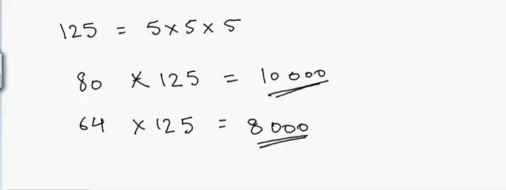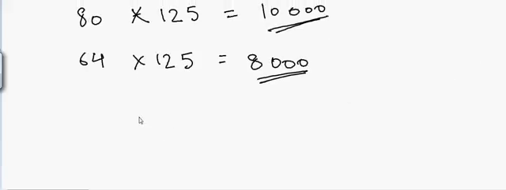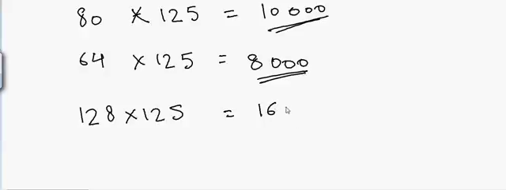And let's take another example, 128 by 125. In this case, 128 divided by 8 is 16, and then we put 000 in the end. So that is our answer.